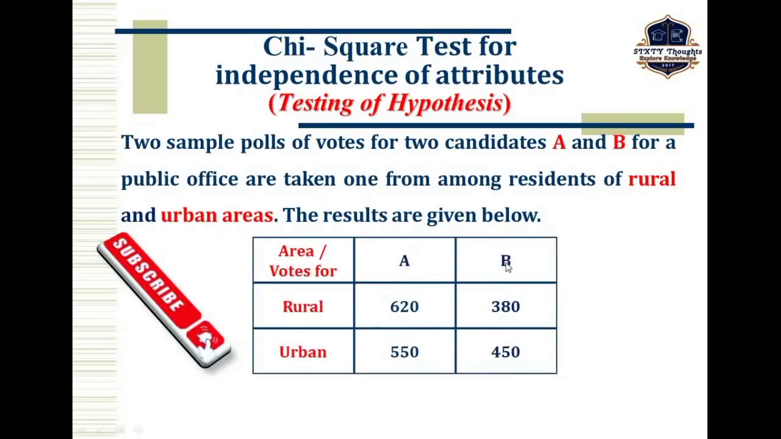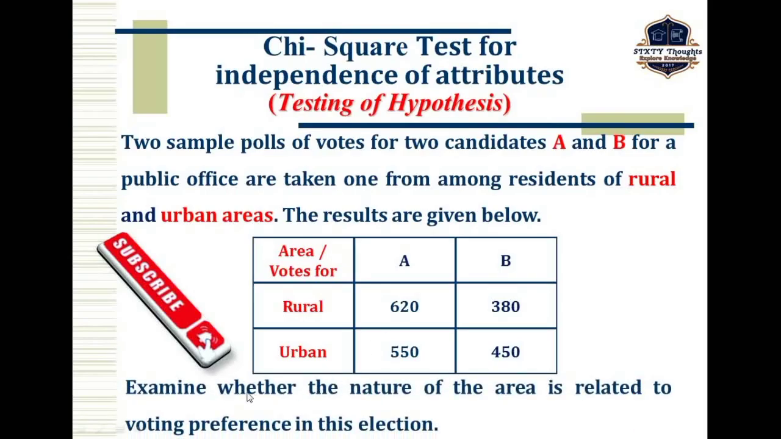So here we have two different candidates, A and B. Both candidates got some votes from the villages and from the city. Candidate A got 620 votes from rural and 550 from urban. Similarly, candidate B got 380 votes from rural and 450 from urban. Using this data, we are going to verify whether the nature of the area is related to voting performance in this election or not.